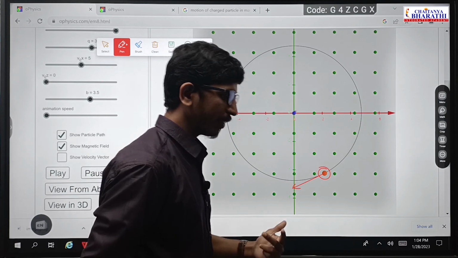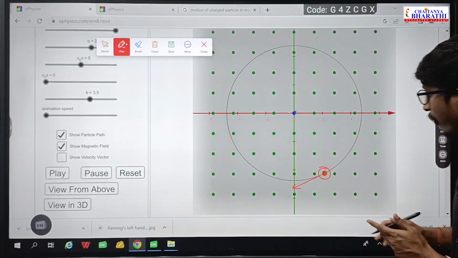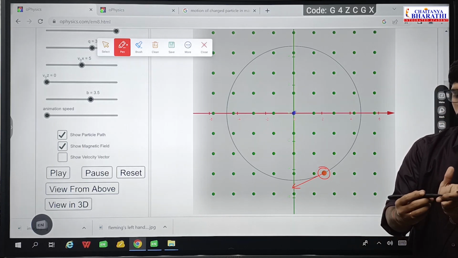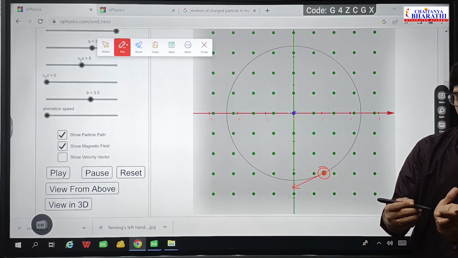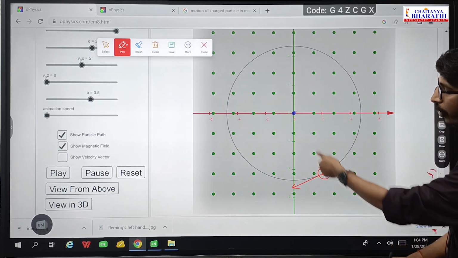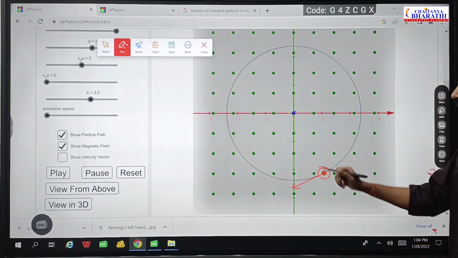If I apply Fleming's left hand rule, this finger has to be kept in the direction of the magnetic field, and this finger has to be kept in the direction of speed. You're getting it, right? Speed. Automatically, the force is going to be in this direction.